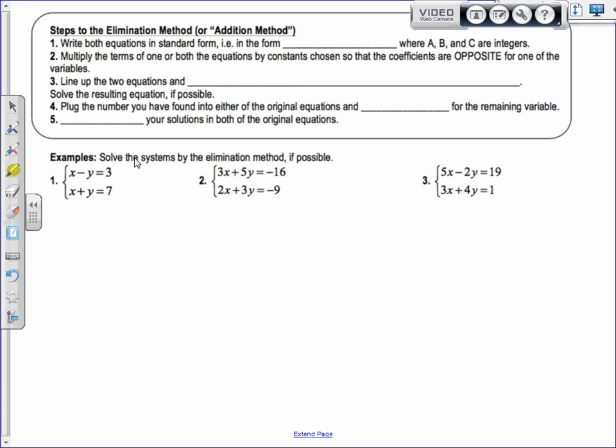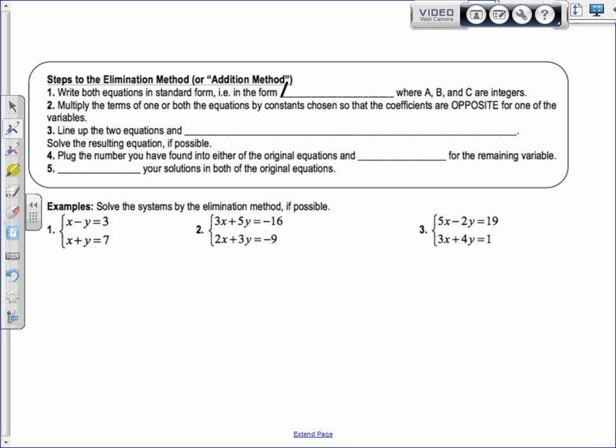All right, so steps to the elimination method. So sometimes people will call this the addition method. So if you've heard that, same thing. So it says write both equations in standard form. In other words, in the form ax plus by equals c. Multiply the terms of one or both of the equations by constants so that the coefficients are opposite one another. So let's say the x values, one of them had 2x, the other one needs to be negative 2x. Or if you were getting rid of the y's, if you had 5y, you need negative 5y. All right, 3, line up the two equations and add straight down.